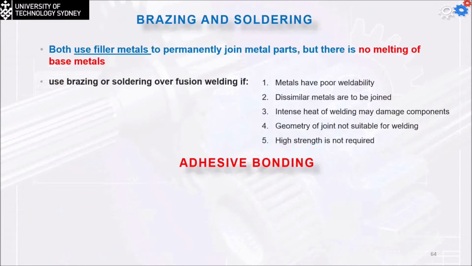Use brazing, soldering, or fusion welding if we are going to have a metal with poor weldability, if two dissimilar metals are going to be joined, and also if the intensity of the heat of welding may damage the component. You're not going to use welding for an electrical circuit, or where the geometry of the joint is not suitable for welding. I'm going to show you that.